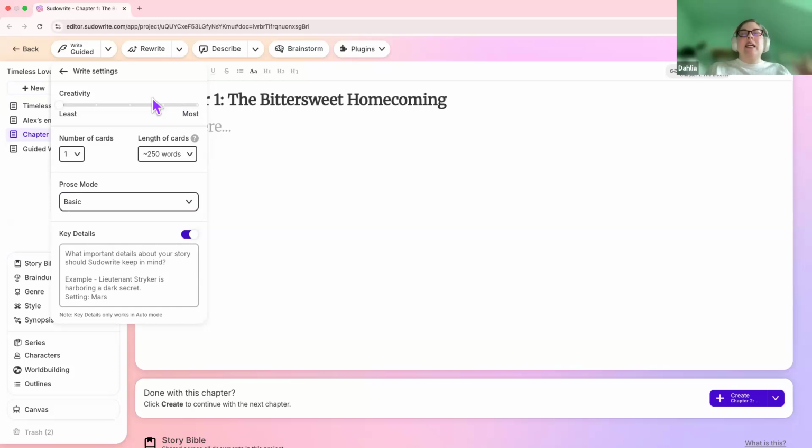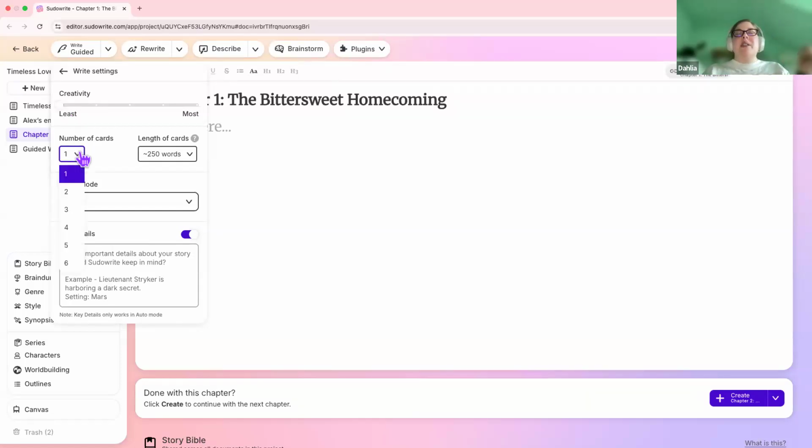Creativity helps you to adjust how closely the AI sticks to the source text or your prompt versus how much creative freedom it takes. It will bring in newer and fresher ideas if you have it on most, but if you want it to follow your prompt closely, it's better to have it on least. But that's something you can ideally experiment with to see what suits your writing best.